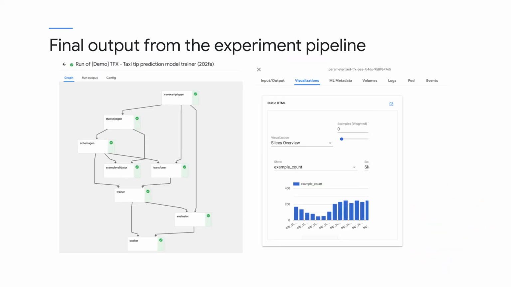This is the final output. You can see the performance metrics, logs, graphs, and so on. All green ticks mean every part of the pipeline ran successfully. You can click on any box and see the outputs for that part, like visualization, input, output, logs, events, etc.